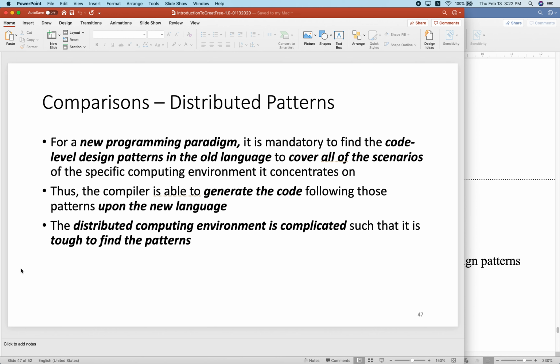Then the compiler can generate code following those patterns upon new languages. Now the new language is still not created. I'm still working on that. But most of the fundamental APIs are created. The principles are also almost complete. So I think that's the only way we can create new languages.